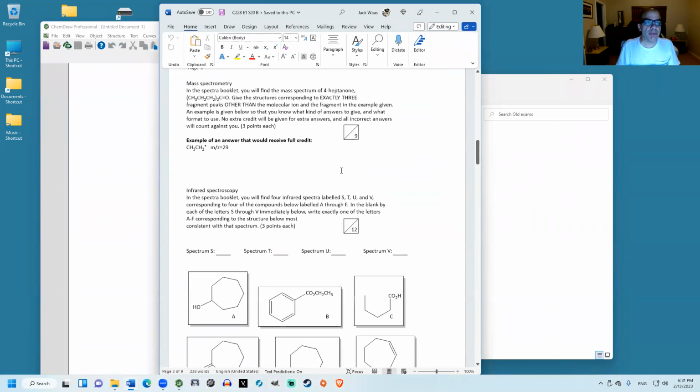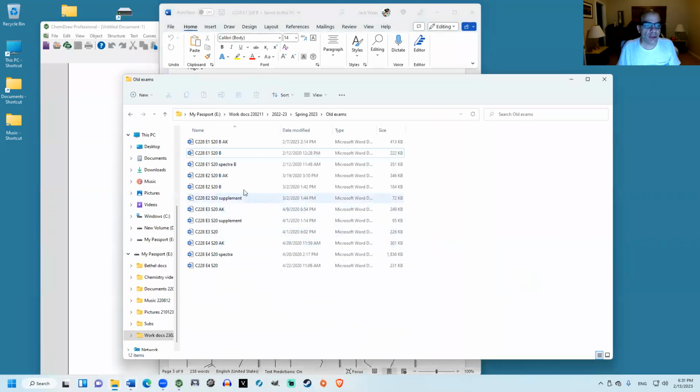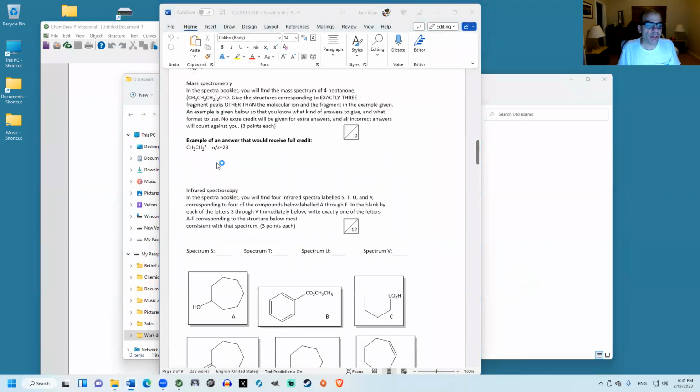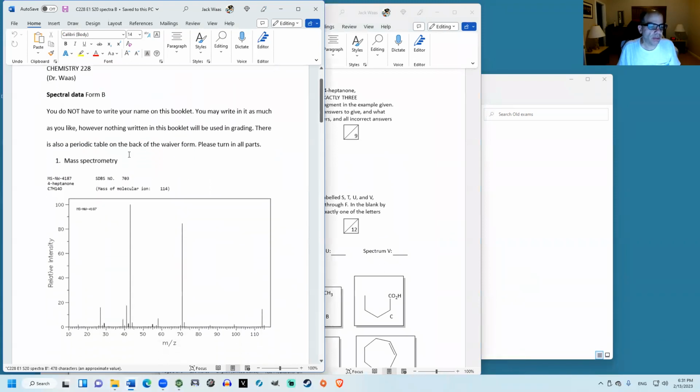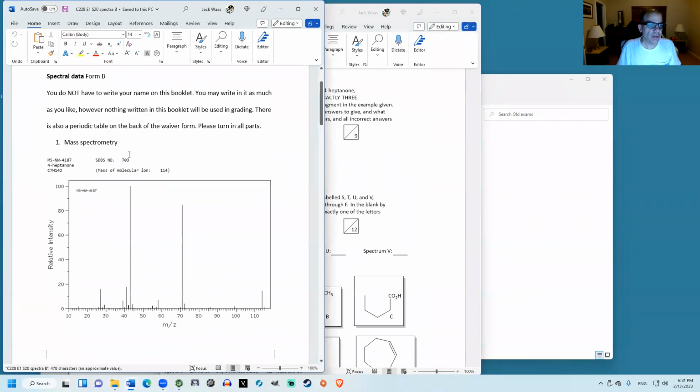So here's an example of a mass spec problem. Oh, and I have to get the spectrum too. Geez. I don't know how I'm going to be able to show everything on my screen all at once. Truth is, I can't.